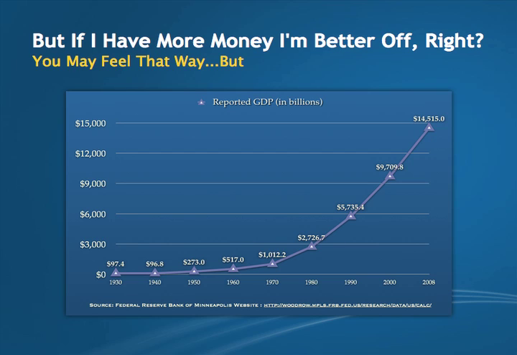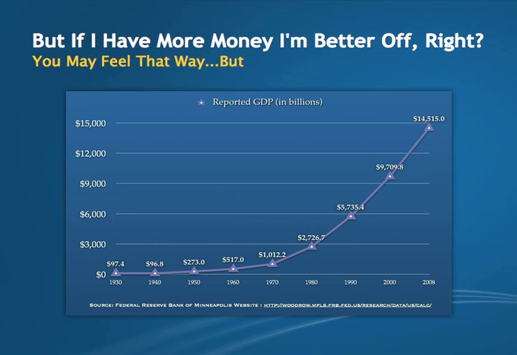Anyway, we've got this huge curve. And people look at it and just say, wow, look at that, $14.5 trillion of exchanges going on in the economy. That's fantastic. Look at all the wealth that's been created and all this awesome progress that we've made.